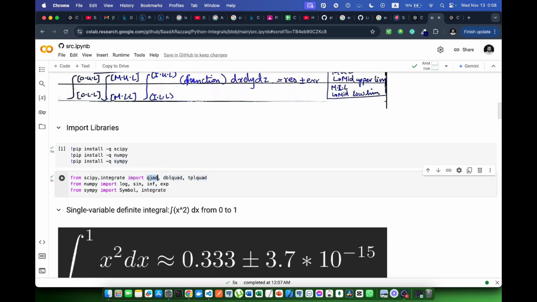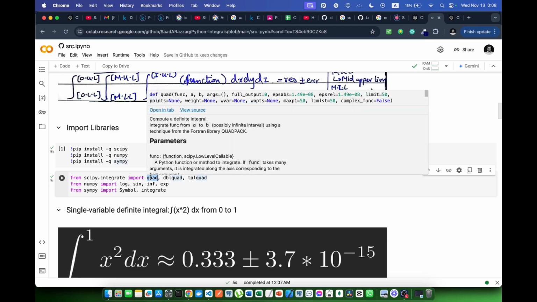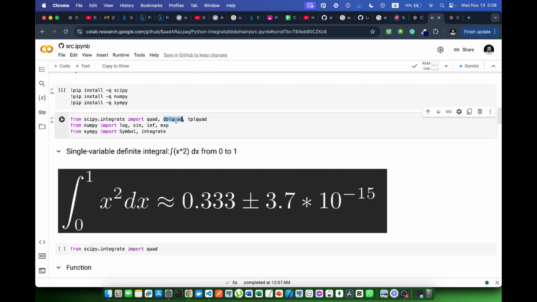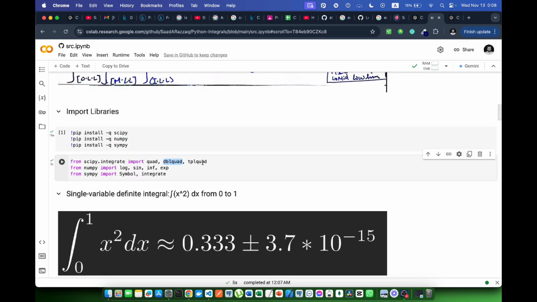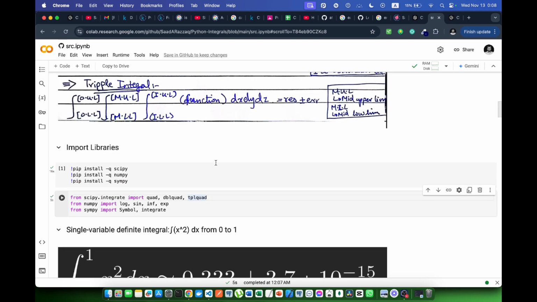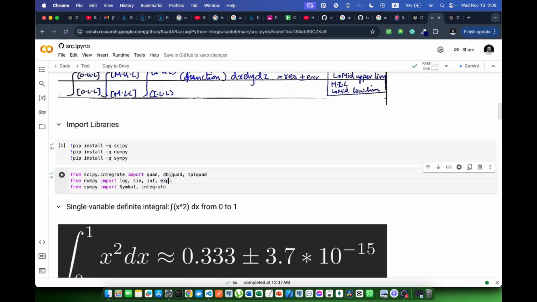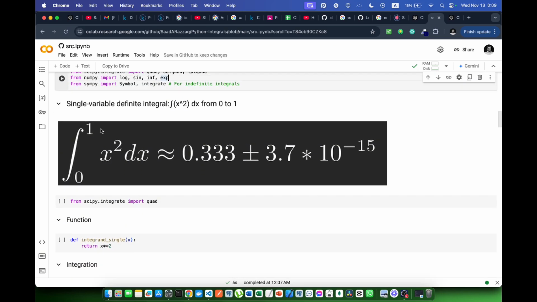As the name suggests, quad is basically for single integration. dblquad is basically for double integrals. tplquad means triple quad. This is basically for triple integrals. For sine, logarithmics, infinity and exponentials, we are going to import NumPy because we are going to see these cases as well in this video. For indefinite integrals, we are going to import SymPy. So I am going to write for indefinite integrals.